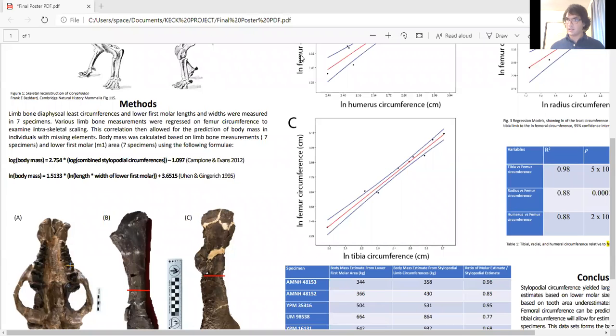To test this, limb bone diaphyseal least circumference and lower first molar lengths and widths were measured in 7 specimens. Various limb bone measurements were regressed on femur circumference to examine intraskeletal scaling. This correlation then allowed for the prediction of body mass in individuals with missing elements. Body mass was calculated based on limb bone measurements and the lower first molar M1 area using the following formulas by Campione, Evans, and Egan Gingerich.